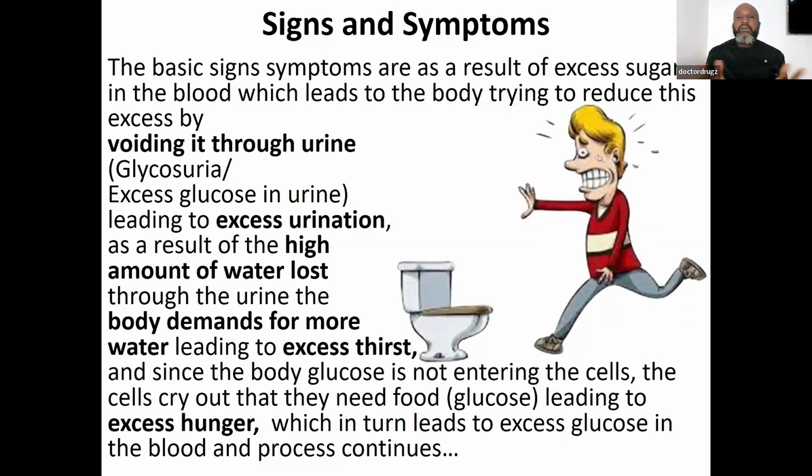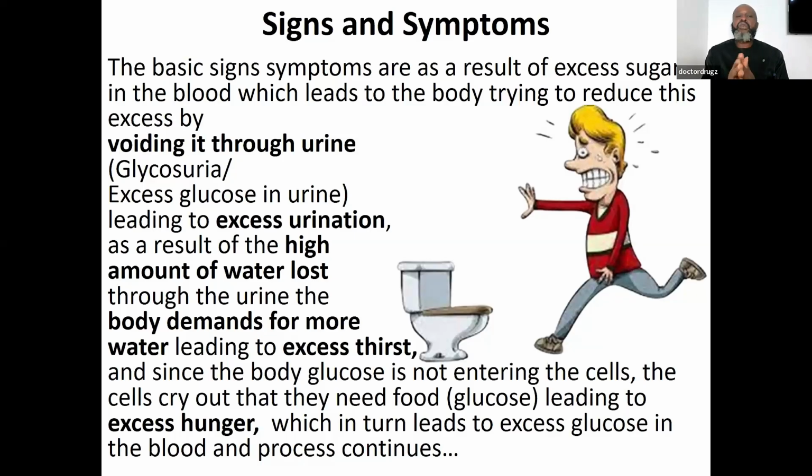So what are the signs and symptoms of diabetes? The basic signs include excess urination. Now, the basic signs or symptoms are a result of excess sugar in the blood, which leads to the body trying to reduce this excess by voiding it through urine. Okay? And that leads to what? Excess urination, because the water that the body is trying to use to flush out the sugar makes the patient urinate often. That's called polyuria.